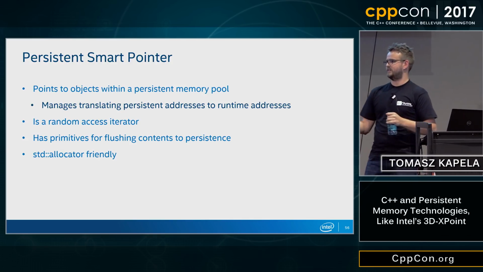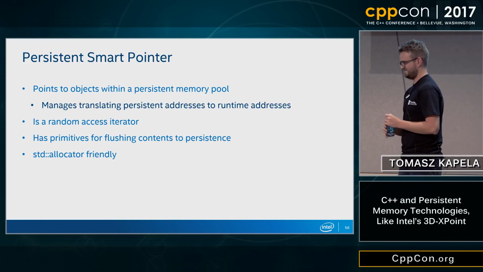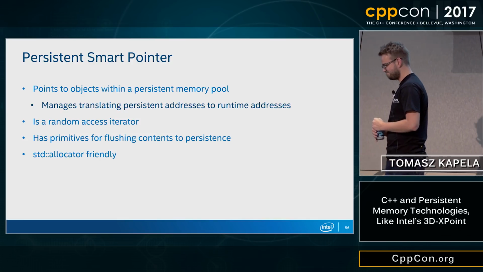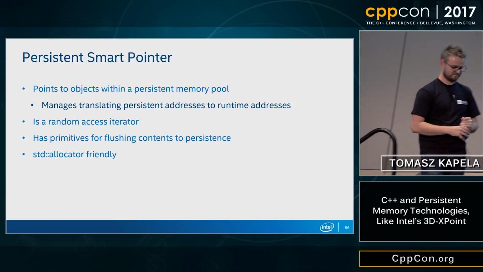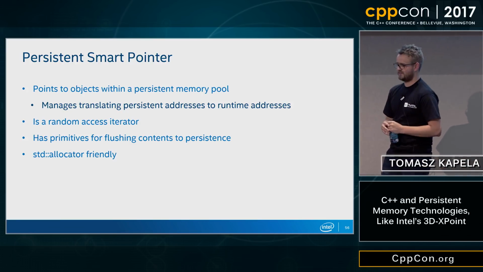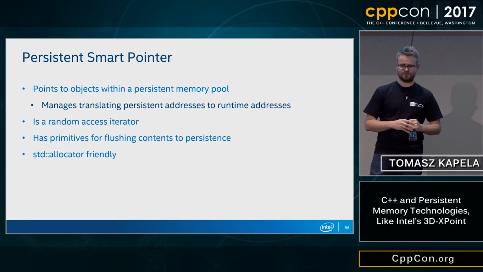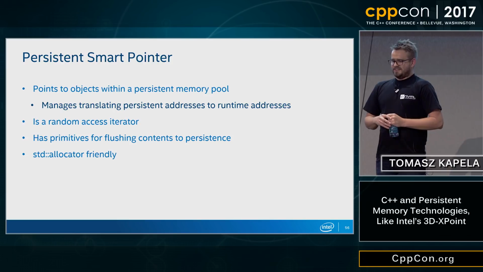Yes? So previously we had a shared pointer that had ownership context over the pointed-to object. Does the persistent smart pointer have ownership semantics as well? I'm not seeing those on the slide. Yeah, so the question is, does the persistent pointer claim ownership of the memory? The answer is right now, no.